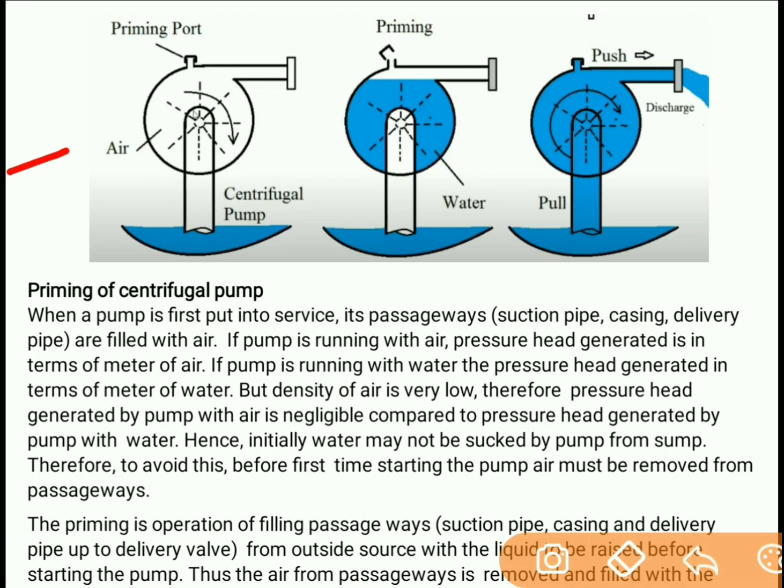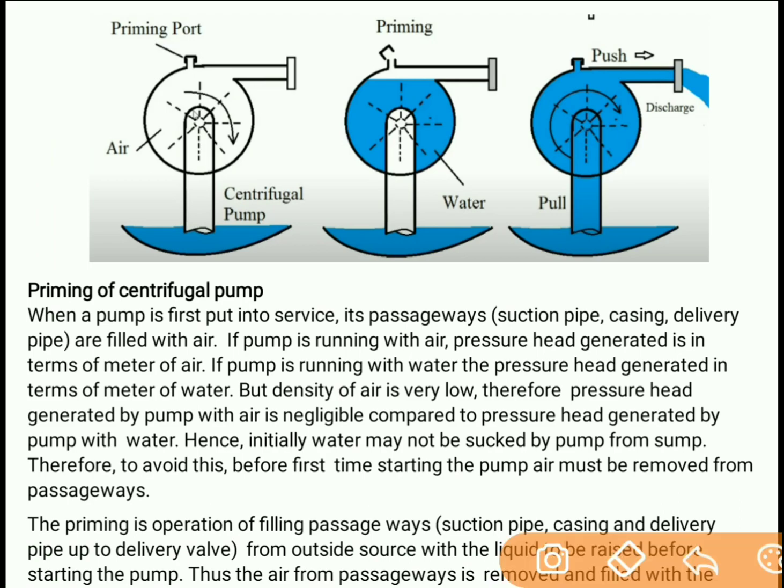Now when the pump is just started, for the very first time, there is only air inside the pump. So as there is only air inside the pump, the amount of push force which is generated at the delivery pipe is less. So that's why the amount of water which is pulled inside the centrifugal pump will also be less, because here the push force is very less because only air is present. So the pump won't work for the very first time.